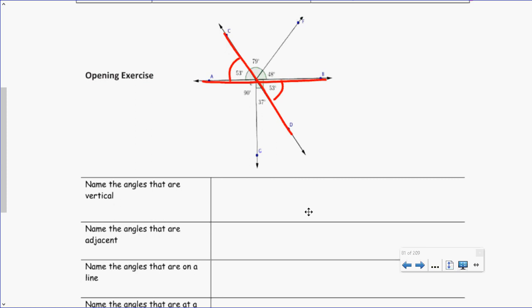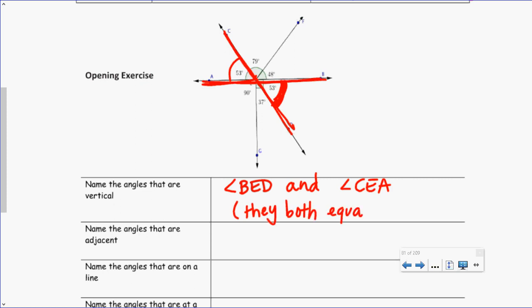And we're just going to give one example for right now, for time's sake. So if you can see those two 53 degrees, that would be angle BED. Okay, again, this is BED right here. And vertical to that is CEA. And then put in parentheses, they both equal 53 degrees. They are congruent or equal.